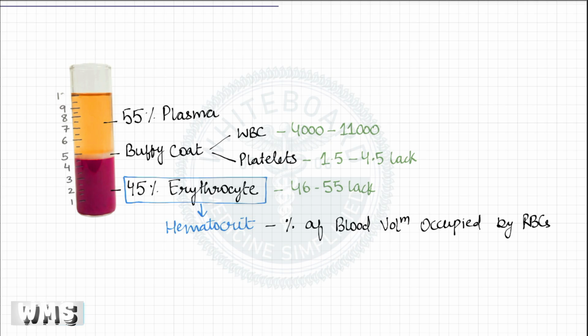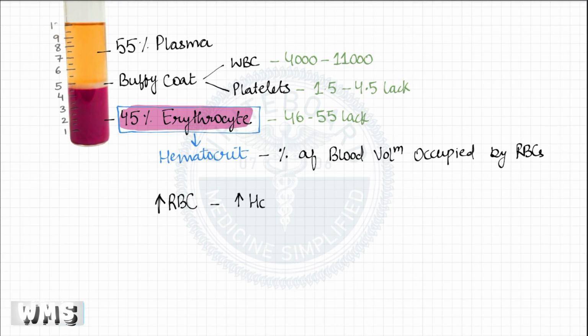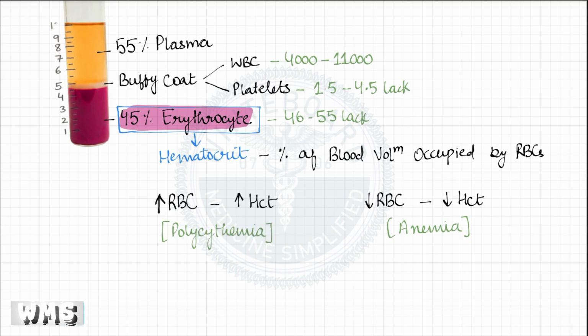So if the WBC count is reduced, it does not affect the PCV, including platelets, as their contribution is very small. So hematocrit is affected because of RBCs. The more the RBCs, the higher the hematocrit, and the fewer the RBCs, the lower the hematocrit. In anemia, the RBC count drops, so the hematocrit also drops. And in polycythemia, the RBC count is high, so the hematocrit also rises. As we said, the RBC count directly affects the packed cell volume.